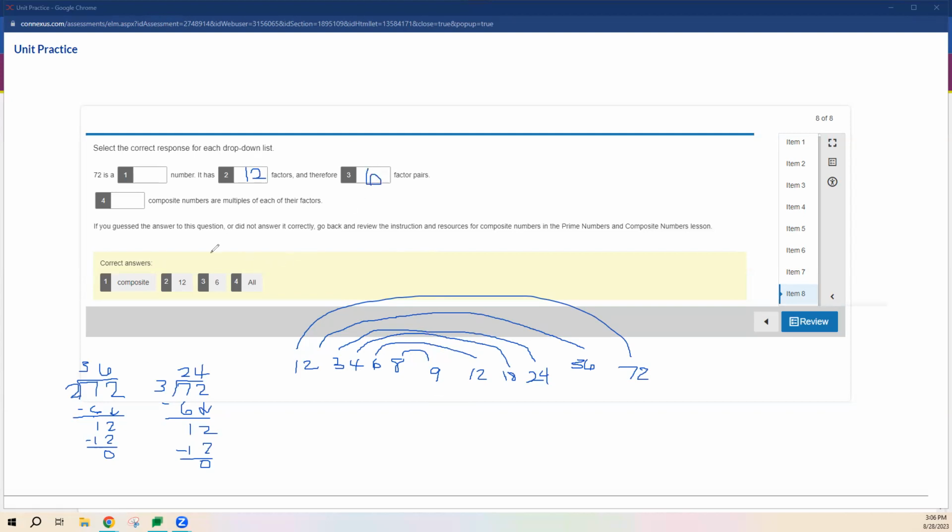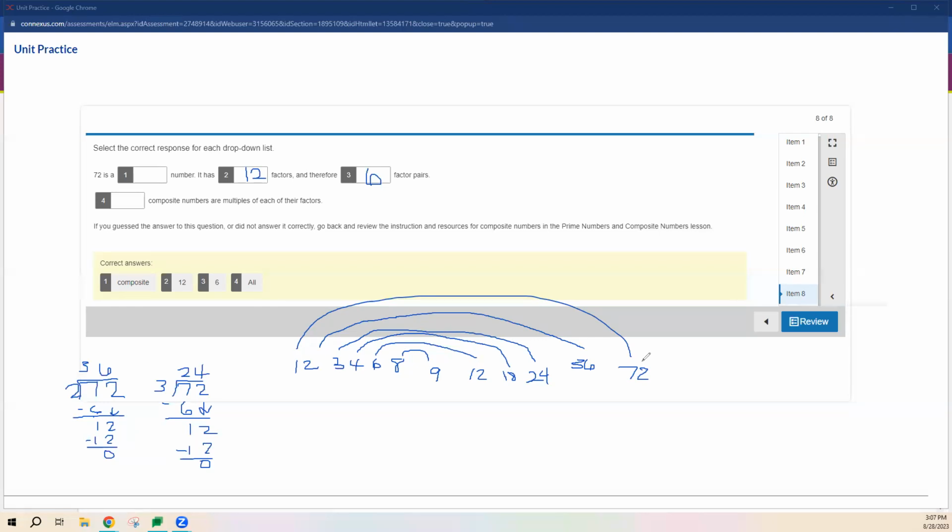All composite numbers are multiples of each of their factors. Meaning when I skip count by 2s or 3s or 4s or 8s or 9s or 12s or 18s or 24s or 36s or 72s, I'm going to say that number. Think about if I skip count by 2s. 2, 4, 6, 8, 10, 12, 14, 16. I say 2, right? 2 is a factor of 2, and I say 2 when I'm skip counting.